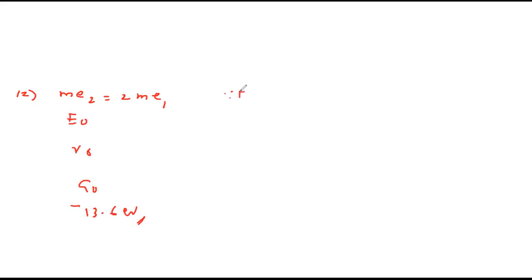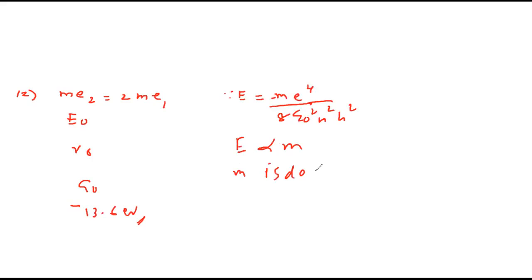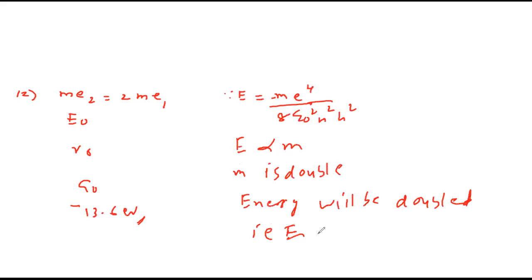So we know that energy for the electron is minus m e raised to 4 upon 8 epsilon naught square n square h square. So energy is directly proportional to mass. Mass is doubled, therefore energy will be doubled. That is, E naught will be minus 27.2 electron volt.